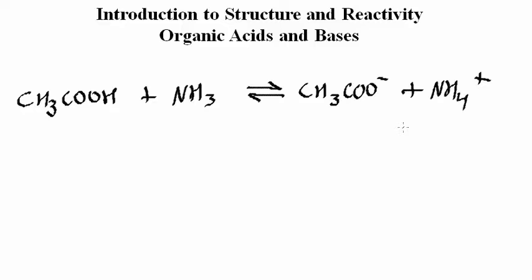So if we look at this example that I have written out, of the reaction between acetic acid and ammonia, we see that there are two acids present in this chemical reaction: the acetic acid and the ammonium ion. There are also two bases present, ammonia and the acetate ion. So a way to analyze this equilibrium is to view it as a competition between the two bases, ammonia and the acetate ion, for a proton.